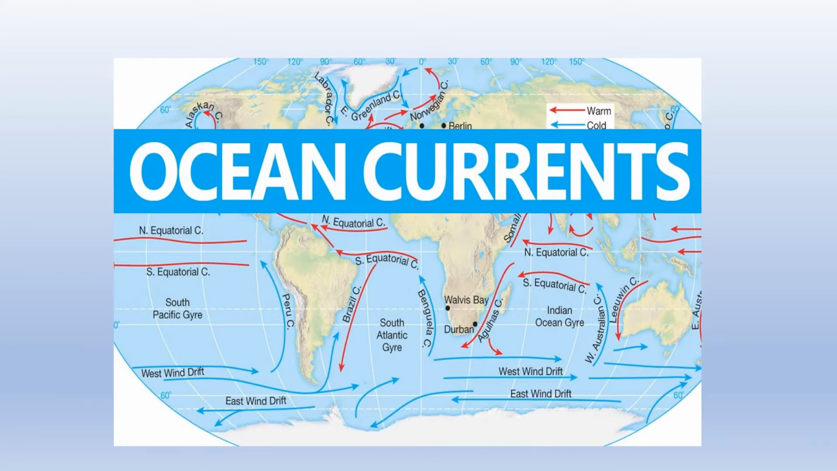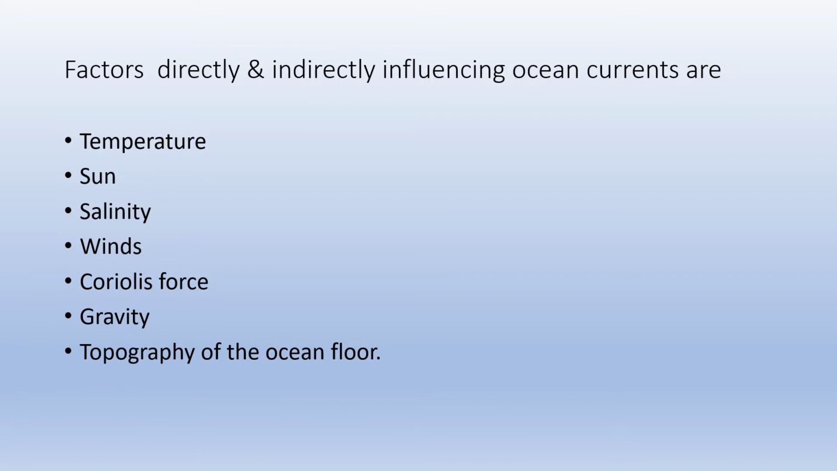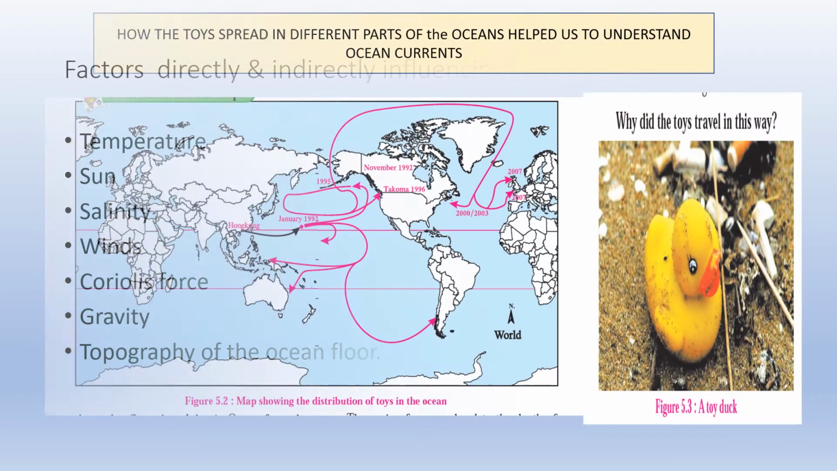We have started with the ocean currents. We are in the third segment. The movement of water in the ocean is called ocean currents. We have also studied the factors, directly and indirectly, which influence the ocean currents. They are temperature, sun, salinity, winds, Coriolis force, gravity, and the topography of the ocean.